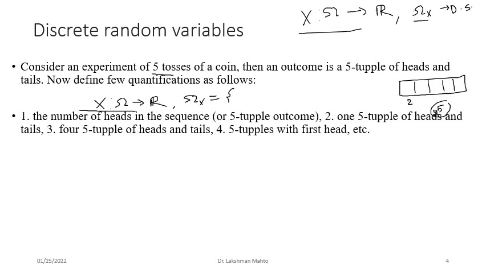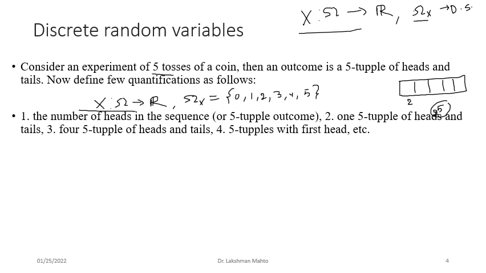0 to 5. So here call it 0, 1. Explicitly, it is a finite range. It is a finite set. So we can explicitly write all those values of x.